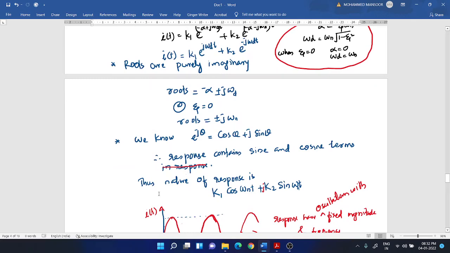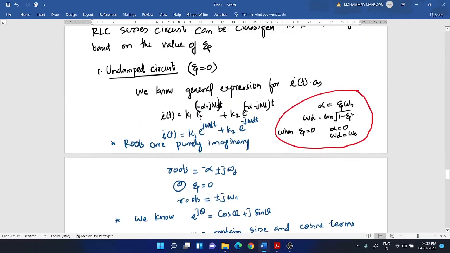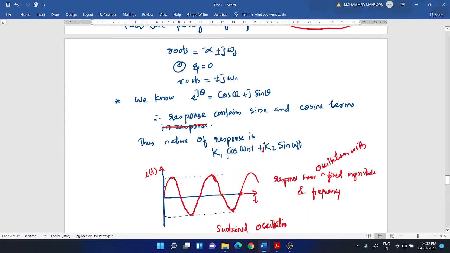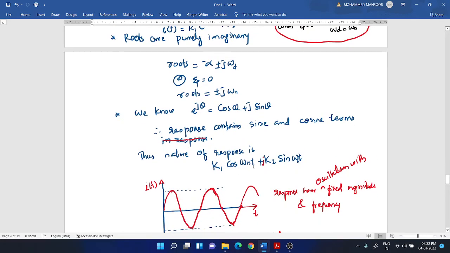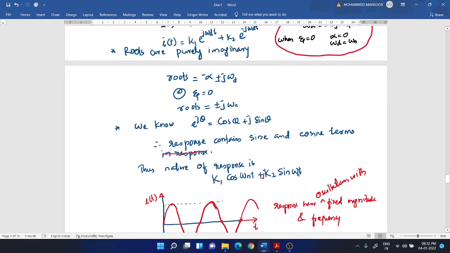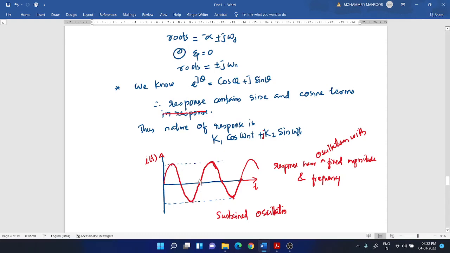So the general format of natural response of undamped system can be written as capital K1, which is a constant determined by the circuit parameters, into cos omega nt plus j k2 sin omega nt. So when we are drawing the response, the current will oscillate at fixed frequency. The frequency is fixed and magnitude is fixed. So the response has oscillations with fixed magnitude and frequency. Such type of oscillations are known as sustained oscillation, as seen here.